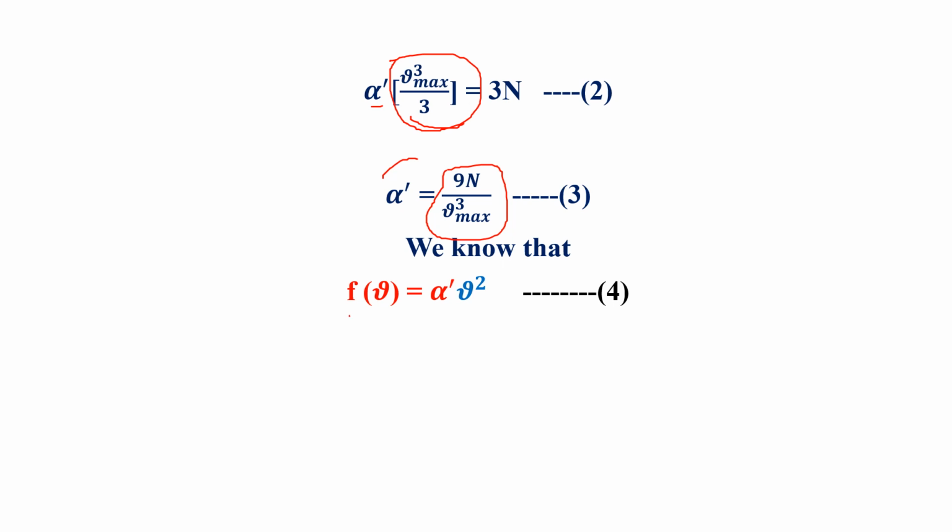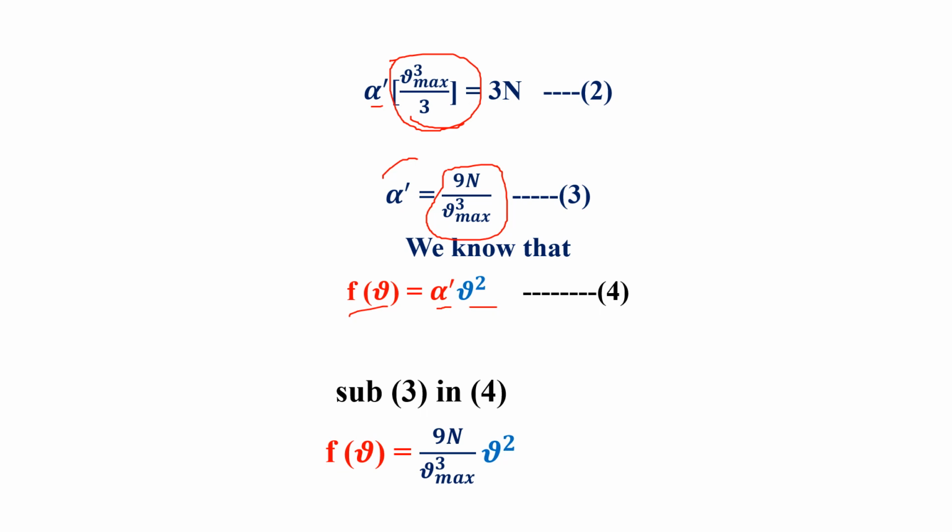So already we know f of nu is equal to alpha dash nu square. So in that equation we can substitute the alpha dash value from equation 3. So once we have substituted, we will get the f of nu value as given at the bottom of the slide. F of nu is equal to 9n divided by nu max cube into nu square.